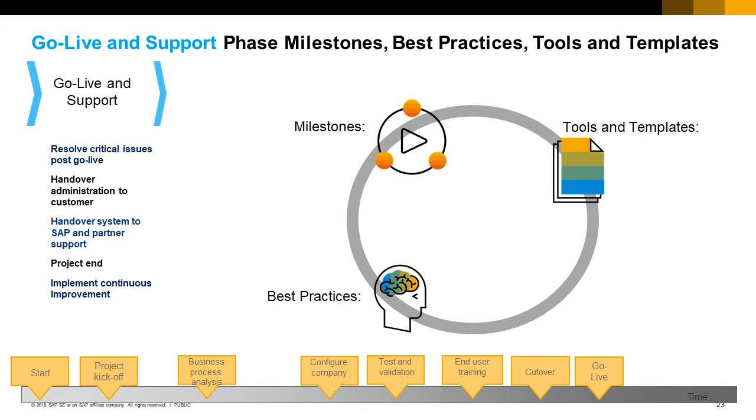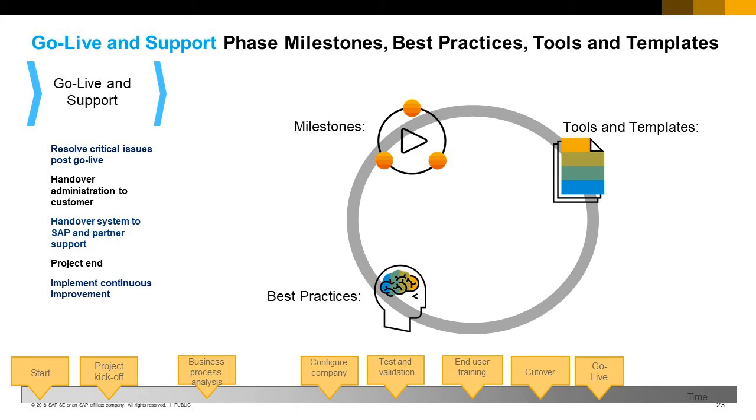Go-live and support is the final phase in the project. As the name suggests, the newly built system is now running in production. Support in this context means that you resolve any issues related to the new system, for a period of time which should be specified in the contract.